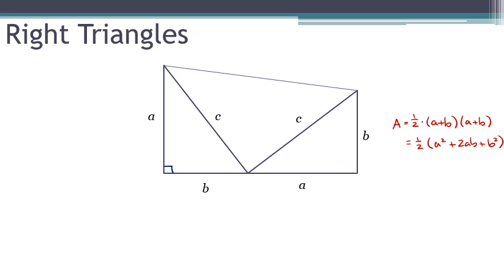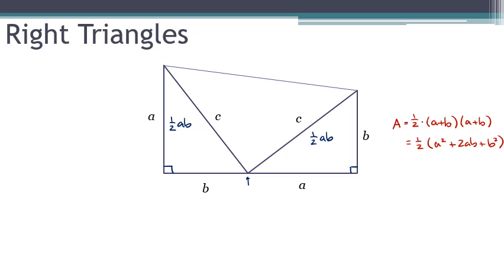Another way I can get the area is by adding the areas of these triangles together. Well, the area of this triangle is 1/2 AB. The area of this other triangle over here is also 1/2 AB. Okay, now I have to pause for just a second because I have to convince you that that angle down there at the bottom, this one here, is a right angle.